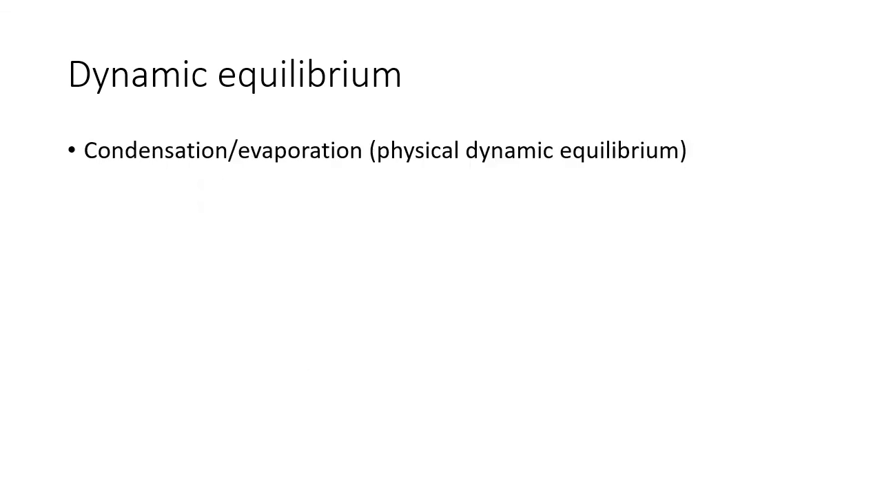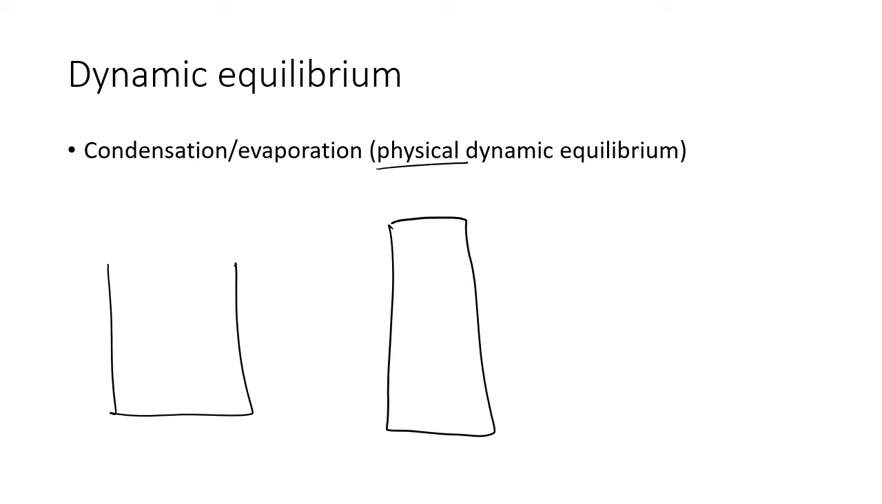Let's talk about condensation and evaporation, which is a physical change dynamic equilibrium. If I left a beaker out in the sun, after a day or 2, it might run out of water. All the water disappears, and it's not there anymore. However, if I left a bottle of water out in the sun, the amount of water that was there would not change over many, many days.